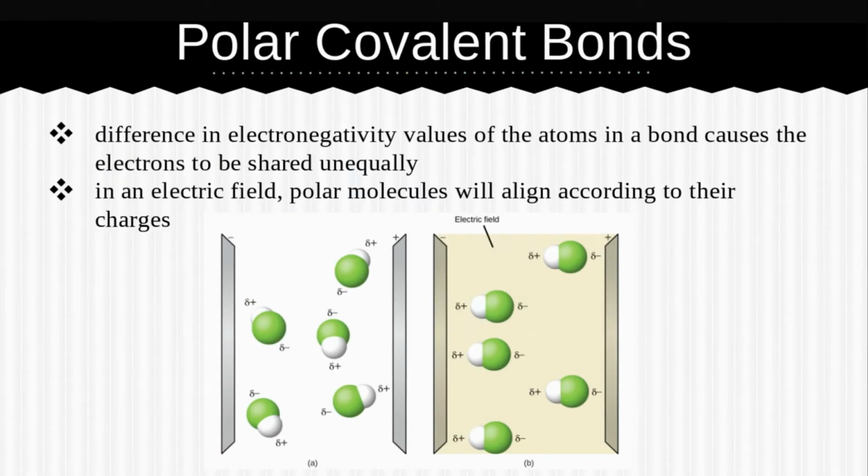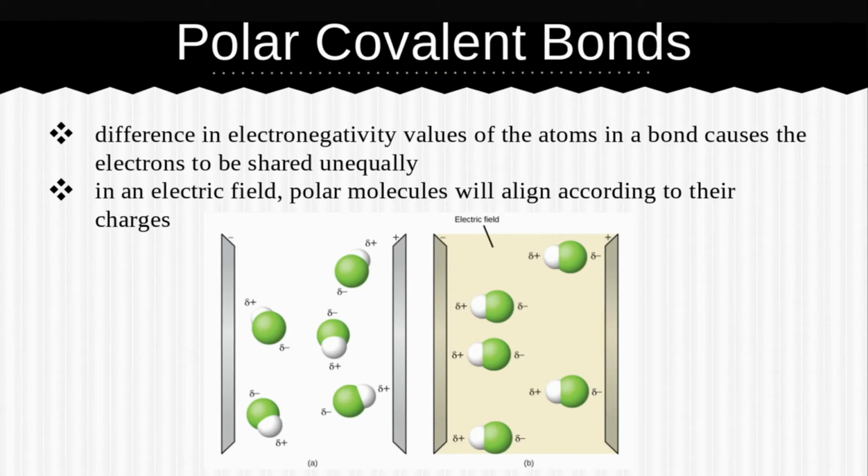So polar covalent bonds are caused when the electrons are not shared equally between the two atoms. And this is due to the fact that those atoms have a difference in electronegativities. So one atom is going to be more attracted to the electrons in the bond than the other atom. So those electrons are going to spend more time around the more electronegative atom, giving it a slightly negative charge, and less time around the less electronegative atom, which gives it a slightly positive charge.